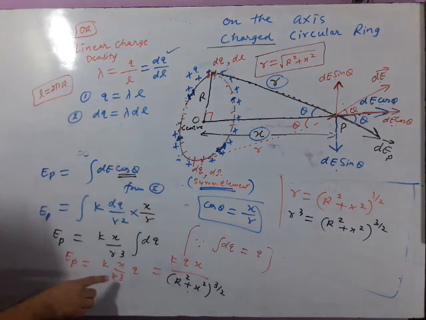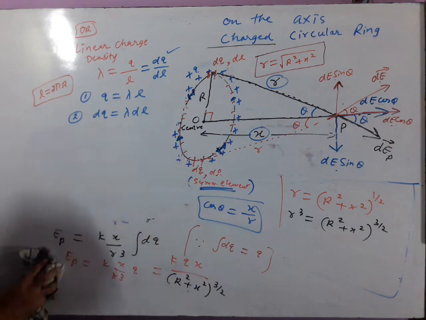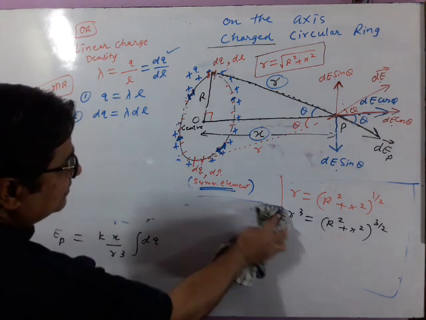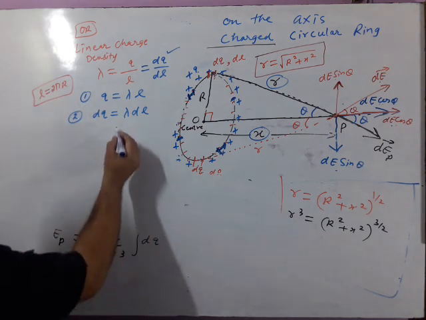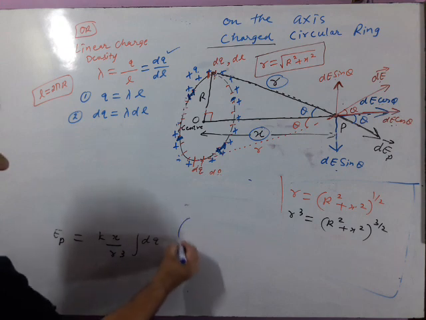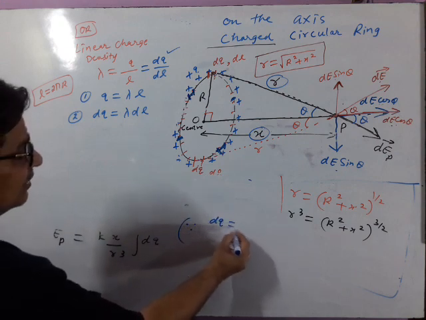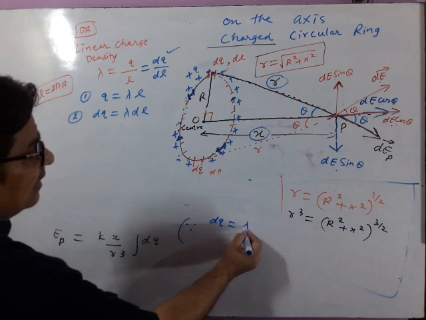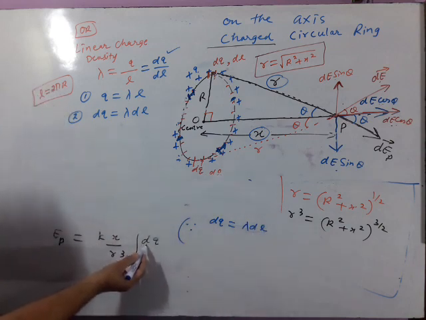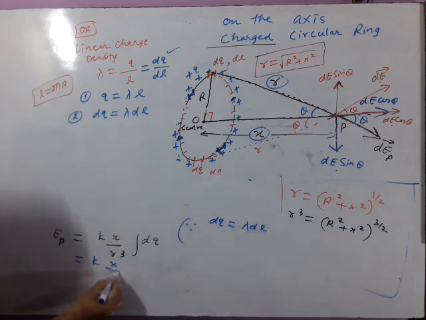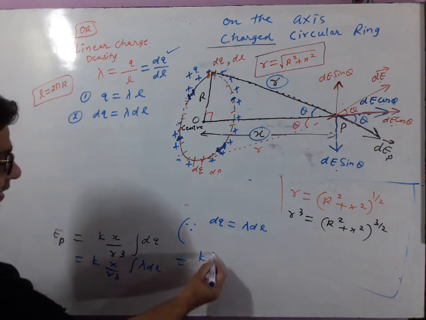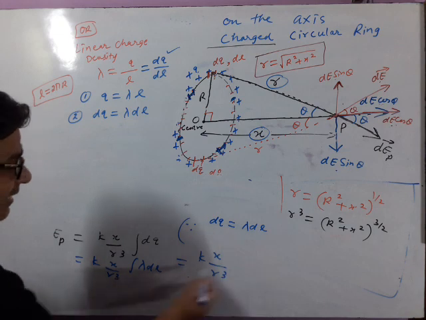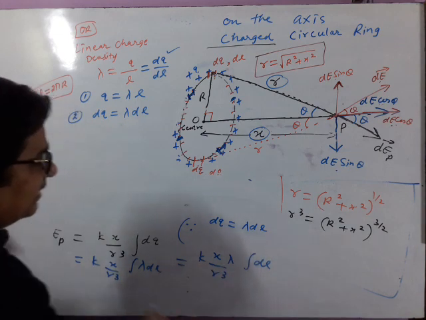Now see, at this particular step this derivation is over. I am omitting it. Now the same thing can be continued like this, up to dq. What is dq? You write here, because dq is lambda into dl. So input the value of dq here, kx by r cube, it is lambda into dl. Then what will you do? kx by r cube, lambda taken outside, integration of dl.